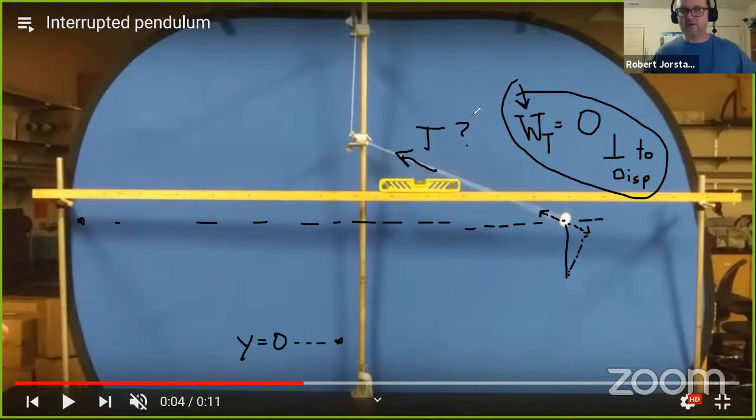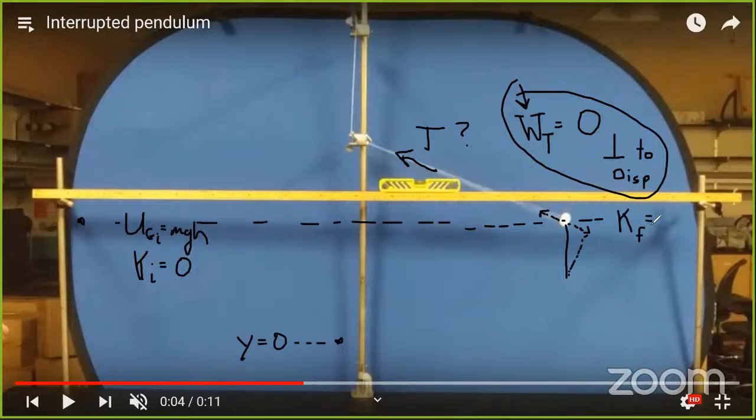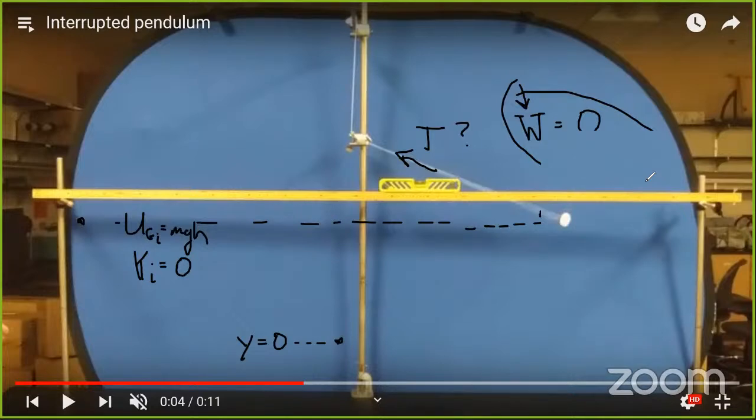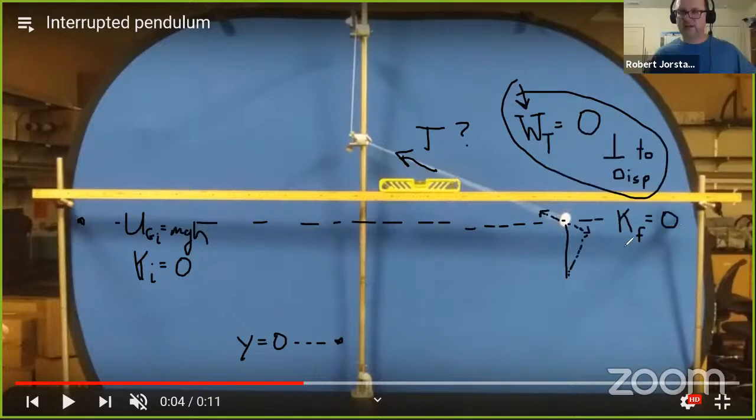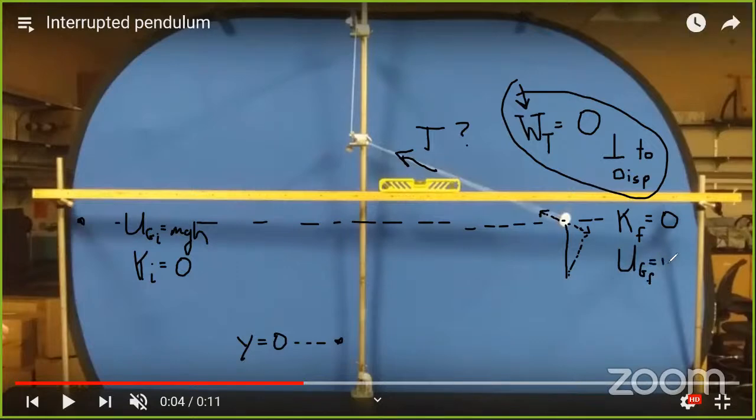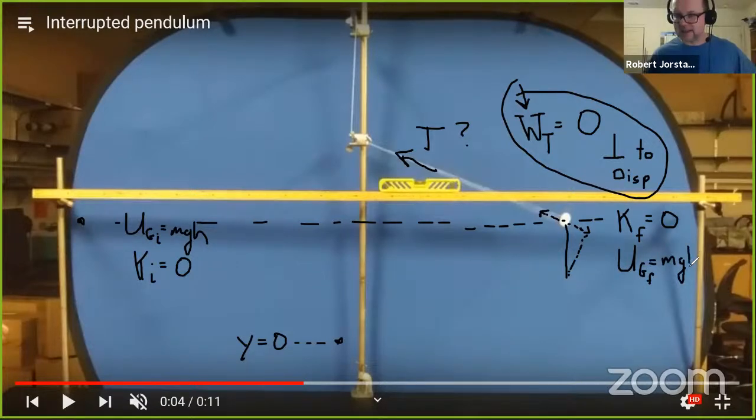All right. What I was looking at is initially the gravitational energy initial is something like mgh. The kinetic energy initially is 0. At the end, what's the kinetic energy? When it gets right up there to the top, 0. And then right here, what does that tell us the gravitational energy must be? The same.